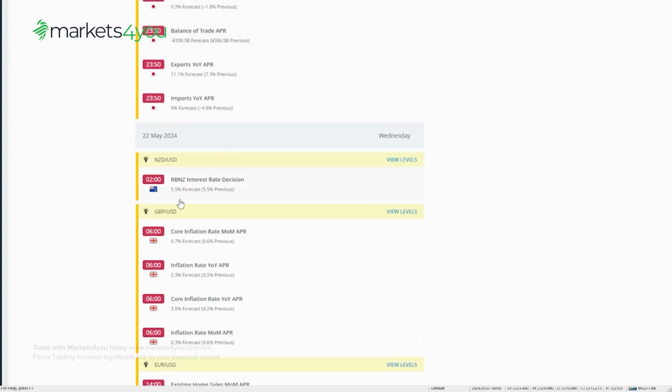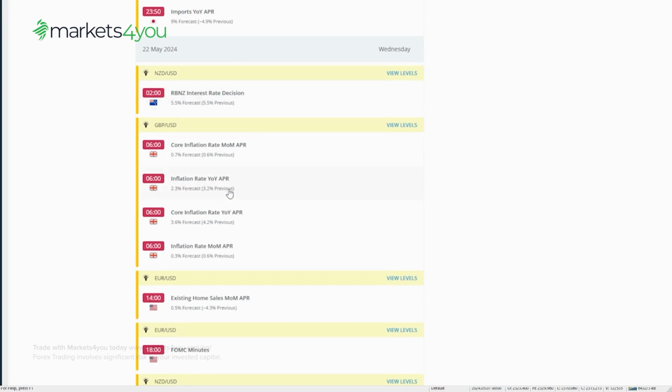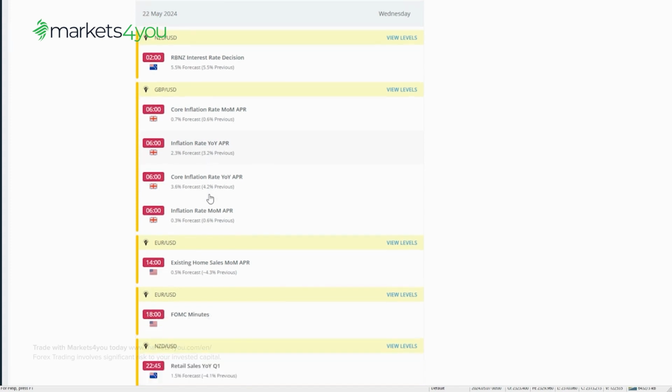We also have the Reserve Bank of New Zealand interest rate decision, which is forecast unchanged at 5.5%. Meanwhile, the most important data this week for me is the UK inflation data, forecast at 2.3% from previous 3.2%. This shows that the condition in the UK is getting better. In the short term, when the data is released, it might affect the GBP/USD negatively, but in the long run, it might be good for the economy in the UK.